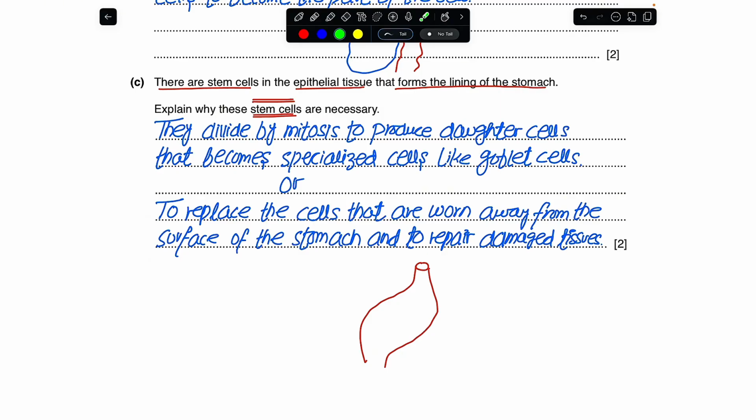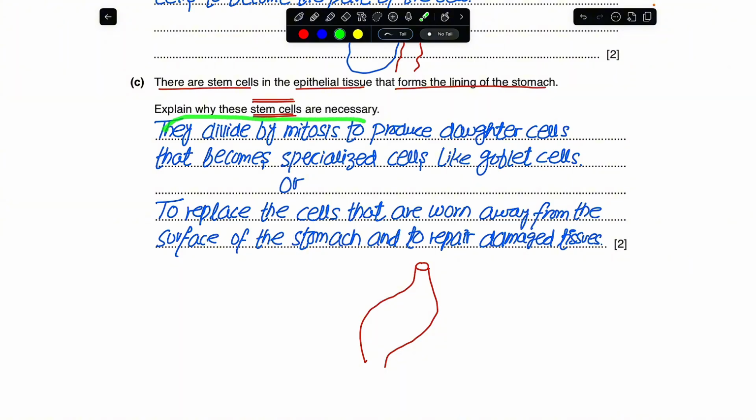The other approach is that I need some special cells here in the stomach, like the goblet cells, to be producing mucus and stuff like that. So no matter if you relate the stem cells to be replacing the dead or worn out tissues, or if you relate them to be producing the specialized cells, both contexts would be right. So I would say that these stem cells would divide by mitosis, and as a consequence of that, they make some new daughter cells, and they would become specialized cells like goblet cells that would secrete the mucus.